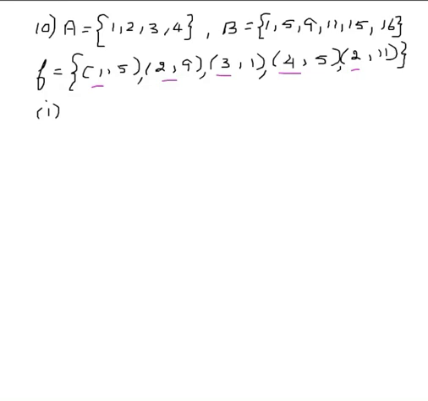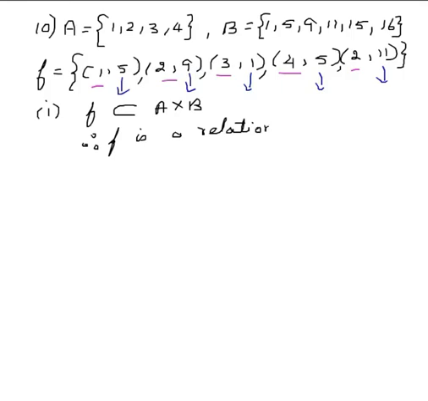Now look at all the second elements. All the second elements are from B. So I can say that this is a subset of A cross B. So f is a subset of A cross B. Therefore, f is a relation. The definition of relation is that any subset of A cross B is called a relation.